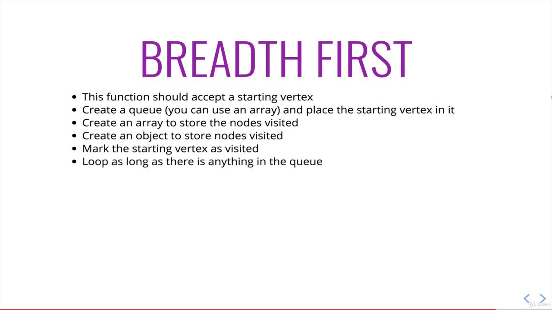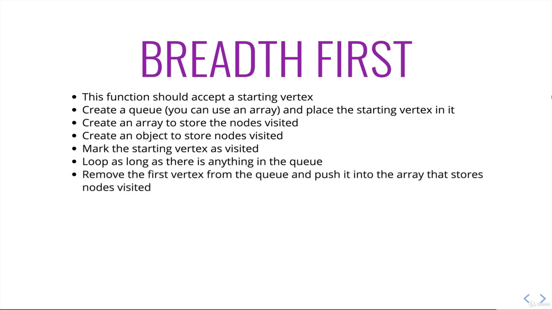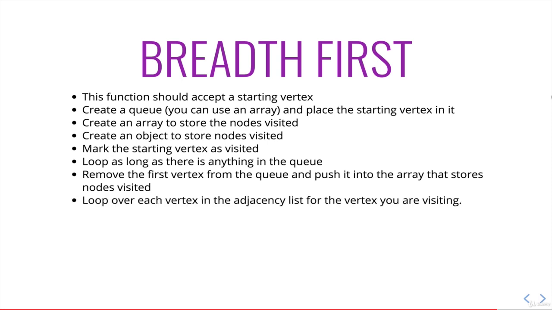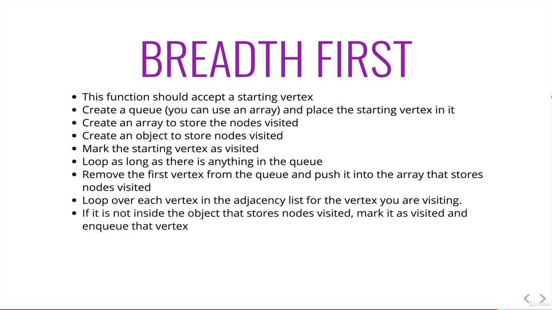Then the bulk of our logic. As long as there's anything in the queue, just a while loop, while there's something in there, we're going to shift the first vertex from the queue and push it onto the array that stores what we visited, that stores our result. So take the first item out and push it to the result, and then for each neighbor in that vertex, all of its neighbors in the adjacency list, if we haven't visited it yet, mark it as visited and then add it to that queue. Push it into the end.